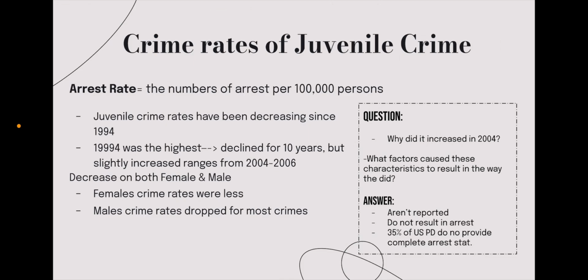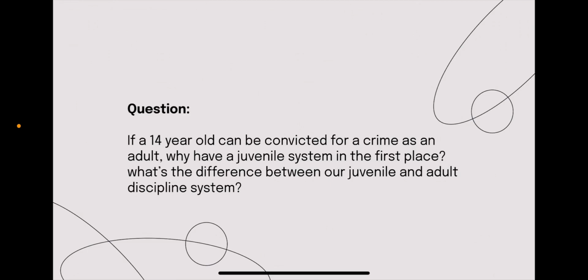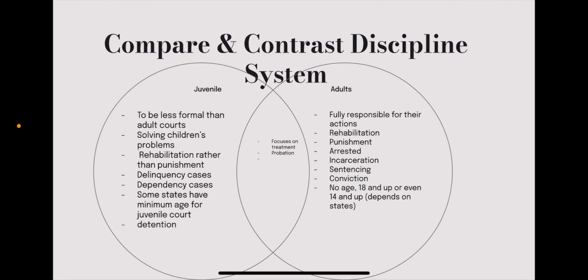Our modern court system has changed throughout the years. This lesson came down to the question, if a 14-year-old is convicted of attempted murder as an adult, why have a juvenile system in the first place? What's the difference? Well, there are a lot of characteristics that separate them one from the other, mainly the age ranging and what they mostly focus on.